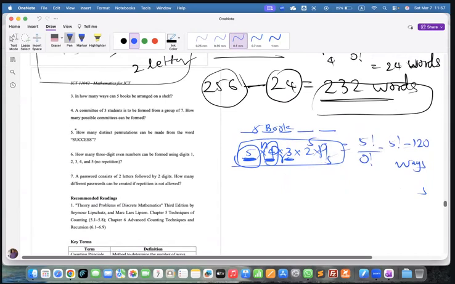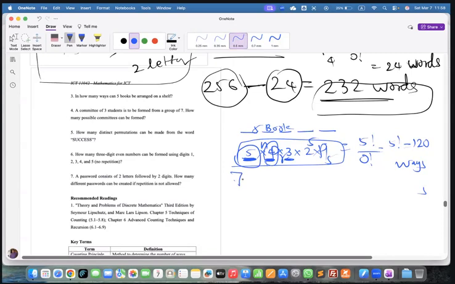Okay, the fourth one. A committee of 3 students is to be formed from a group of 7 students, right? There are 7 students. From the 7 students, we need to make a committee of 3 students. How many possible committees can be formed? How many possible options to form this committee?